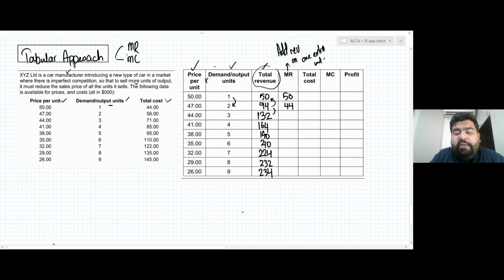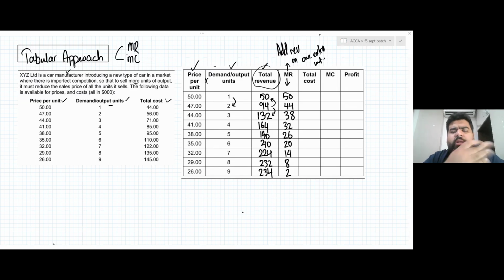From 94 to 132, just take the difference, 132 minus 94, marginal revenue is 38. 164 minus 132, marginal revenue will be 32. 190 minus 164, marginal revenue will be 26. 210 minus 190, marginal revenue will be 20. Then it will be 14, then 8, and then 2. So these are the marginal revenues, which are basically the additional revenue earned on the next unit. Just deduct the old revenue from the new revenue, and you will get the marginal revenue at each level.